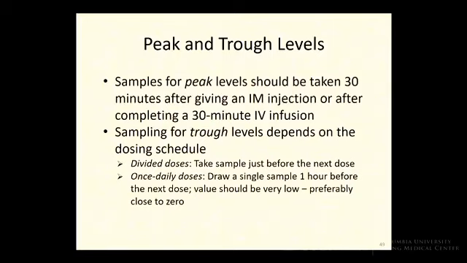Samples for peak should be taken 30 minutes after giving an IM injection or completing a 30-minute IV infusion. Now, sampling for trough depends on the dosing schedule. With divided dosing, you take the sample just before the next dose. With once a day, you draw a sample an hour before the next dose. But either way, it's very close to the next dose, and it should be very, very low, preferably near zero.